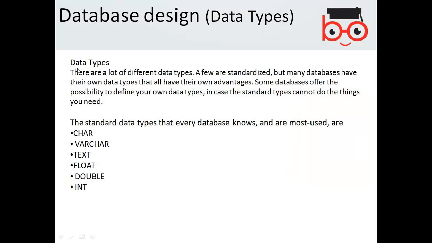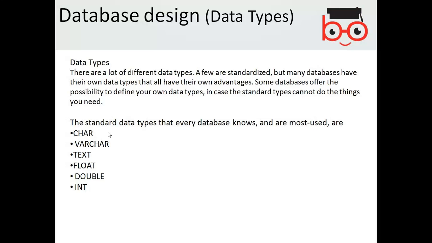Now data types. There are a lot of different types of data. Few are standardized, but many databases have their own data types that all have their own advantages. Some databases offer the possibility to define your own data types in case standard types cannot do the job. So standard data types are like a type of the data. When you say number, it's a number. When you say date, it's a date type.